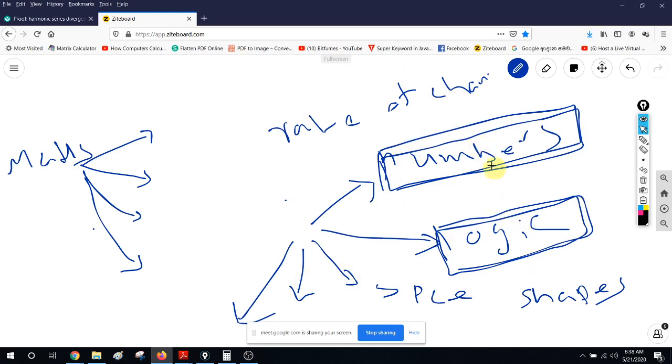These two are the key ingredients, but I like to add a few more things, because if I just say numbers and logic, I can't explain geometry. Geometry is also part of maths, and that is all about space and shapes. And now we are learning calculus, and we almost completed differentiation, which has to do with rate of change. Another term I want to highlight is quantities.